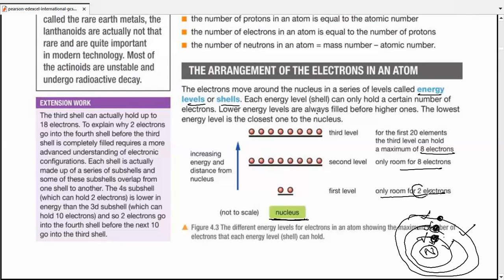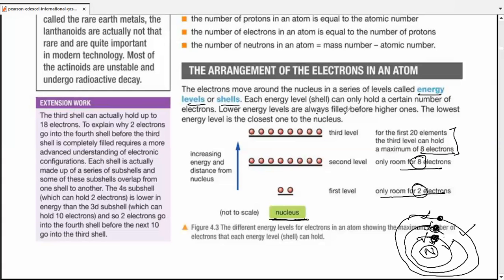So this is the maximum number of electrons for the first shell or first level. This is the maximum number for the second one. For the third one, we don't tell you the maximum number, but we write it like this: for the first 20 elements, a maximum of 8. But after the first 20 elements, they may contain more. But here we draw a boundary line and we're not supposed to go any farther than that. Okay? Good. That's 2, 8, 8, and so on, for the first 20 elements.